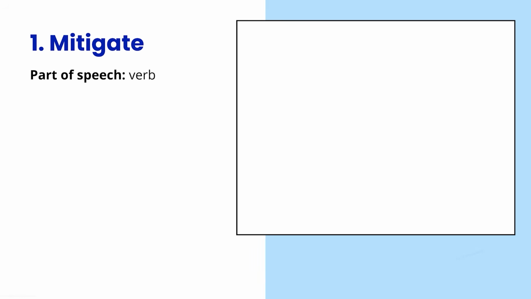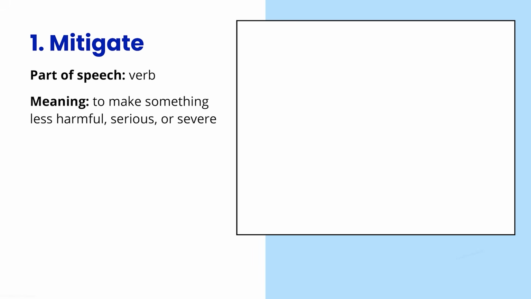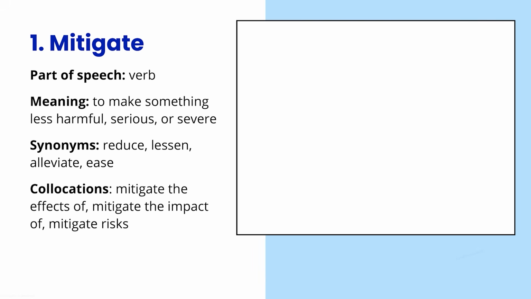Now, mitigate is a verb, and it means to make something less harmful, serious, or severe. Here are some synonyms: reduce, lessen, alleviate, and ease. Collocations: mitigate the effects of. So this means to make the effects less harmful or less serious. Mitigate the impact of. Mitigate risks.